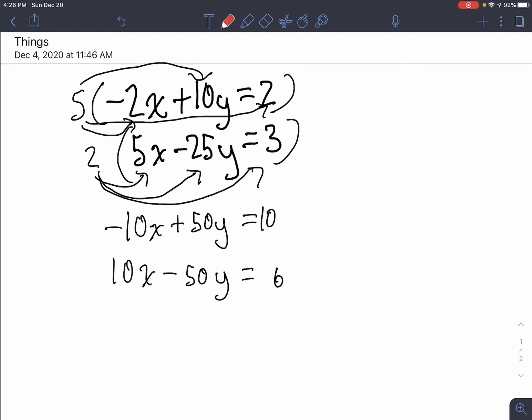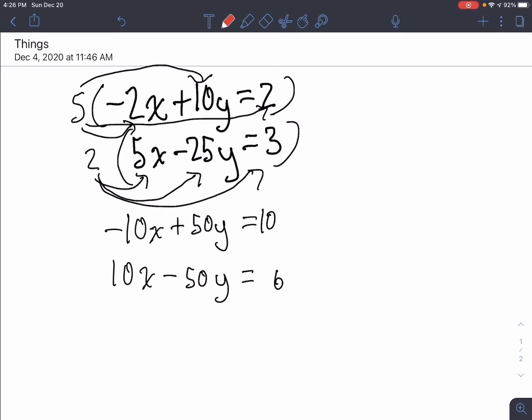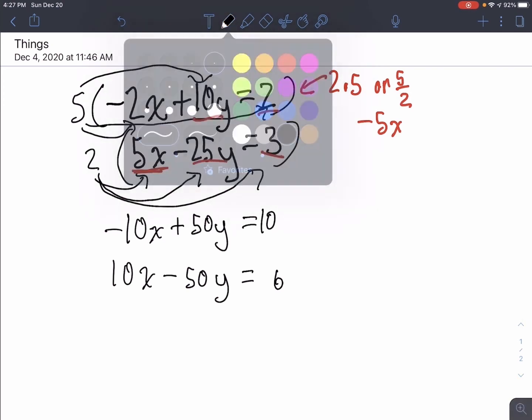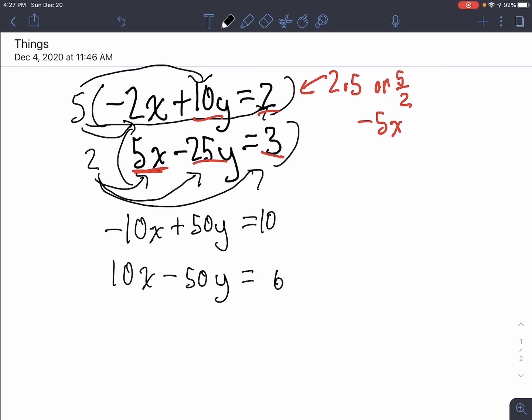Before we continue, you may have noticed that we can actually multiply the first equation by 2.5 or 5 over 2 to get negative 5x, which is an inverse of 5x, right? But here's the thing: when we multiply by 2.5 or 5 over 2, we get fractions in the rest of the equation. And if you ask me, it is kind of annoying to deal with fractions. So that's why I use two whole numbers, so that we don't have to deal with fractions. But if you think fractions are easier for you, go ahead, you can do that as well.